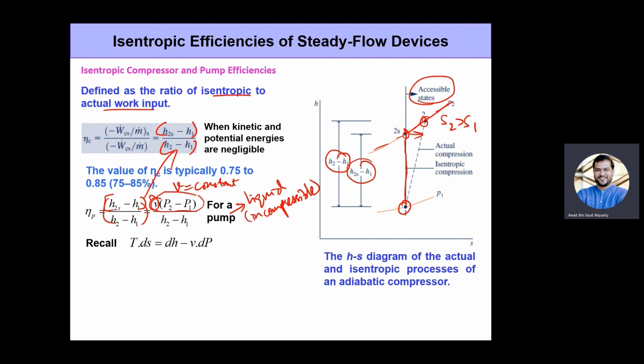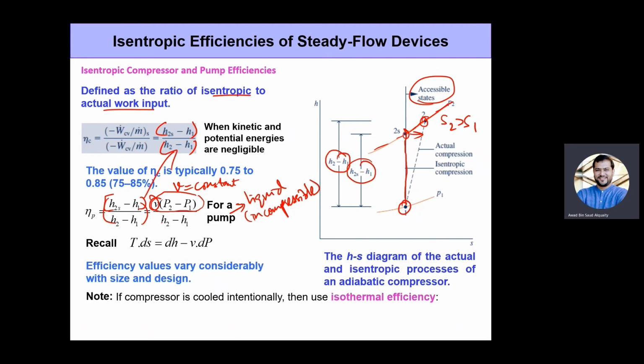All right. Now, the efficiency for a pump varies quite a lot, but it's somewhere again in the range that you see for the compressor. Okay, it depends on size, design, and other factors.